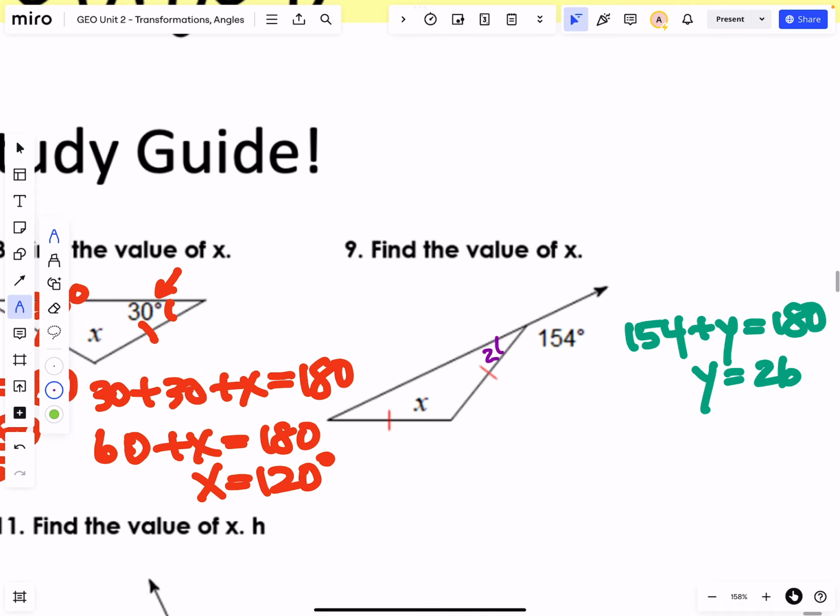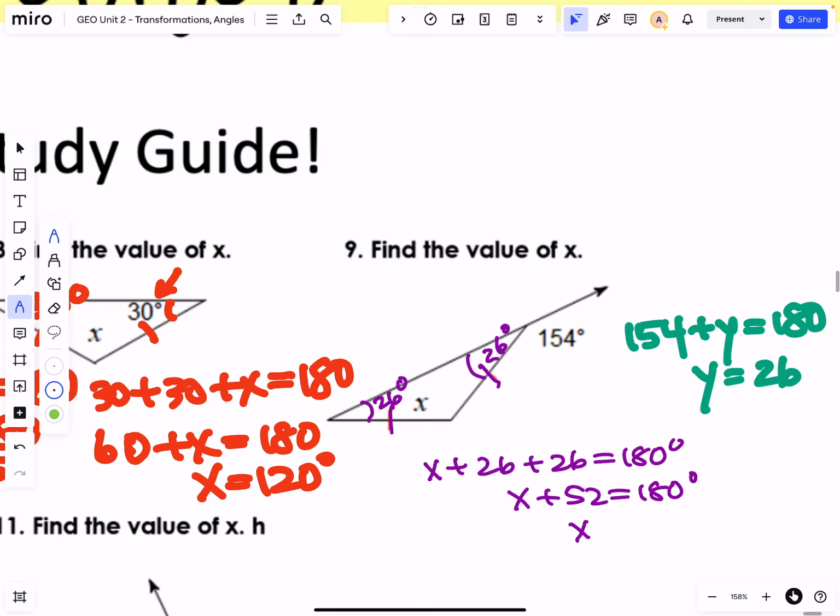So in here we have 26 degrees. Now remember that we have two sides that are congruent, which means these two angles opposite them are congruent, which means that this is also 26 degrees. So x plus 26 plus 26 will equal 180 degrees using that triangle sum theorem. X plus 52 is equal to 180. And x is going to be 180 minus 52, or 128 degrees.